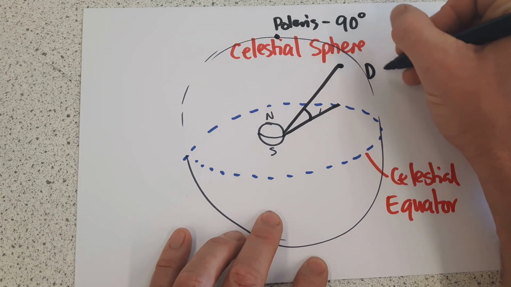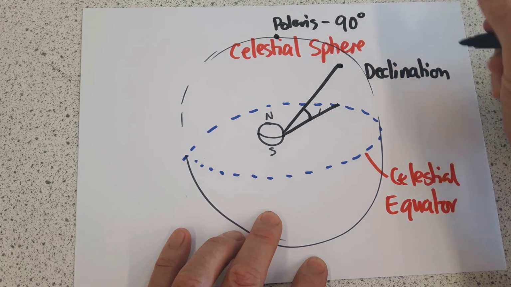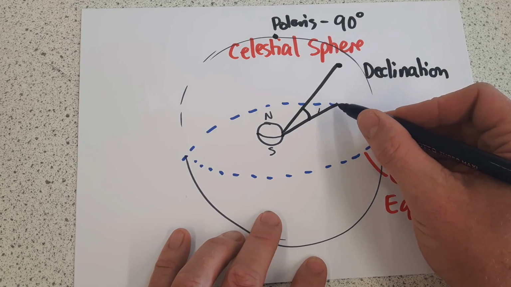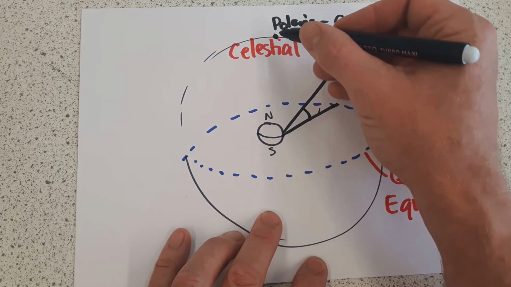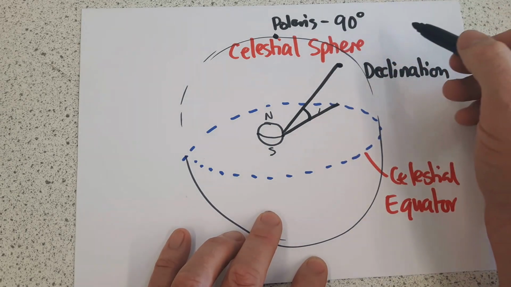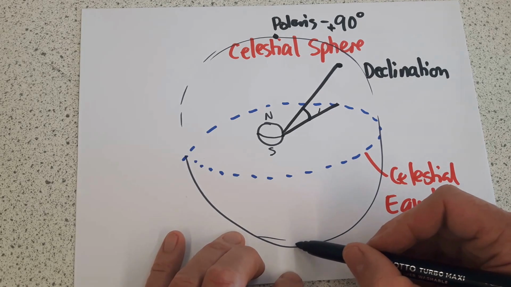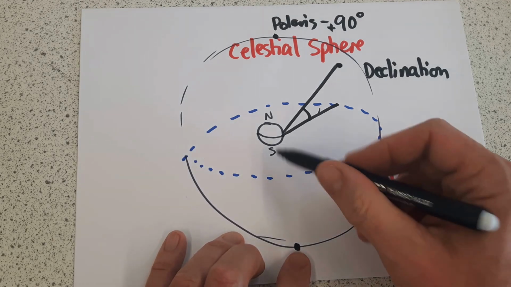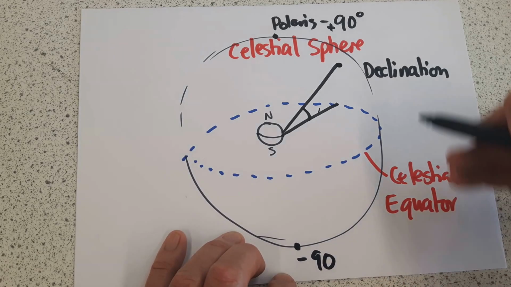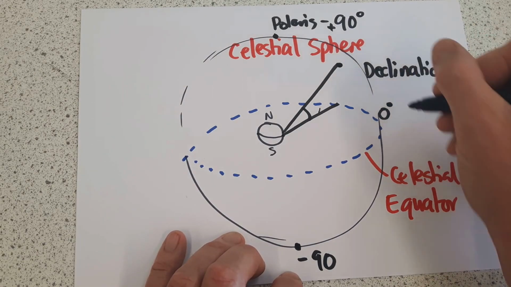So the declination is the angle above or below the celestial equator. If it's on the celestial equator, then it would have a declination of 0. If it was directly above our North Pole, then it would have a declination of 90 degrees. Normally positive for above and negative for below. So something directly below the South Pole would have a declination of minus 90. On the celestial equator, it'd have a declination of 0 degrees.